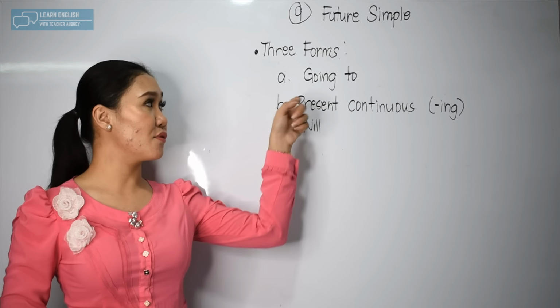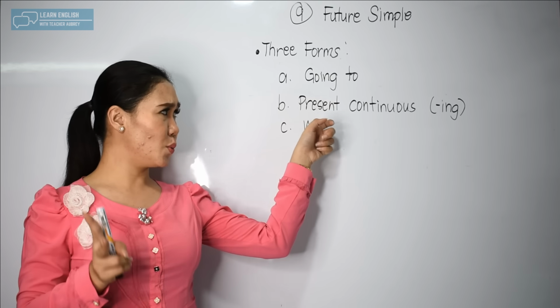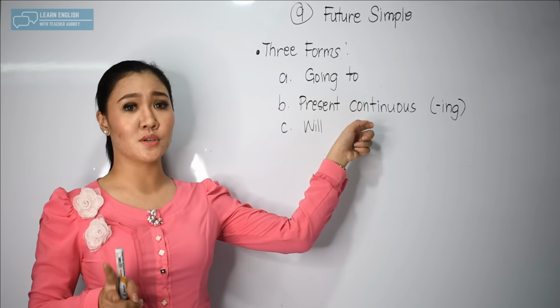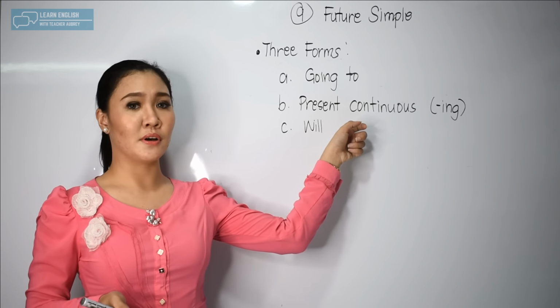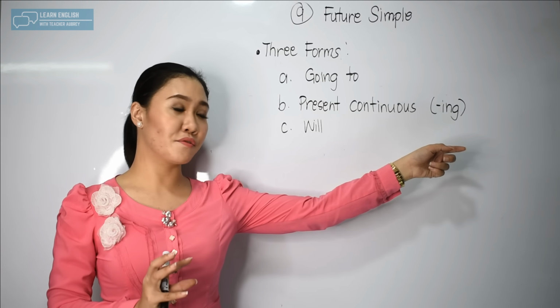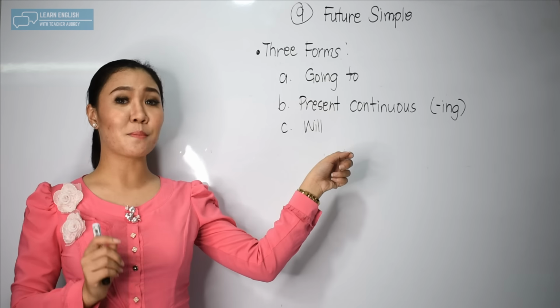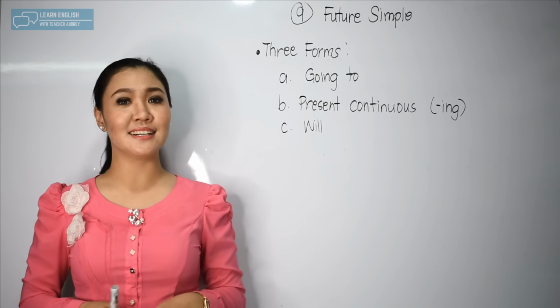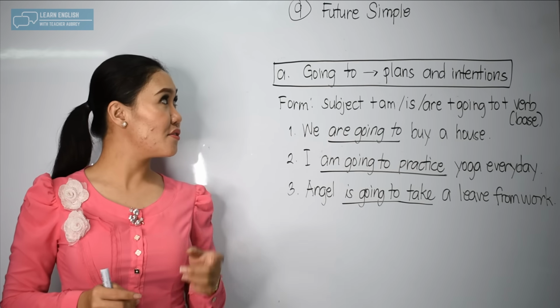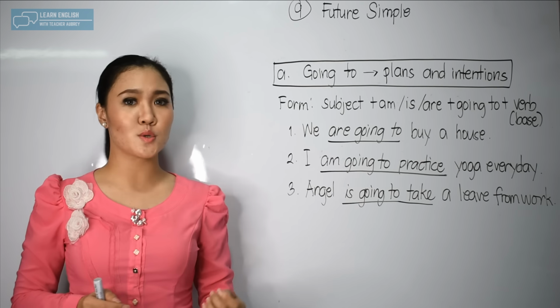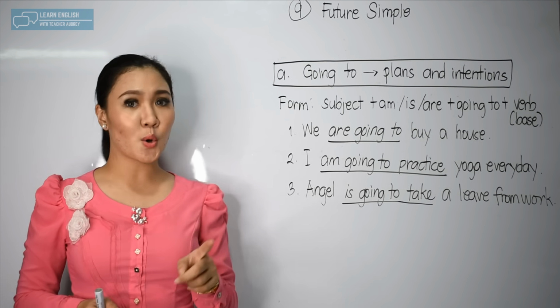The first one, we have going to. The second one is the present continuous or present progressive. May ing sa hulihan ng verb, and will. Alamin natin kung saan or paano sila ginagamit. Unahin natin going to. Let us have the first form of the future simple, which is going to.